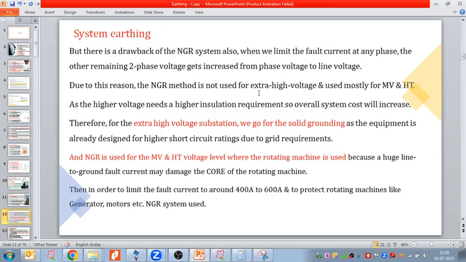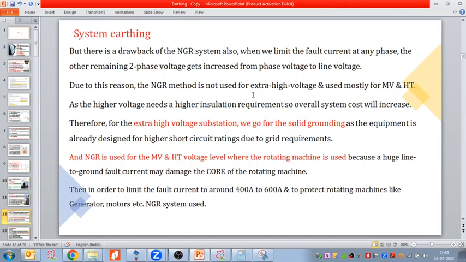So this is the drawback of the NGR system also: when we limit the fault current at any phase, the other remaining two phase voltages get increased from phase voltage to line voltage. This is statement number one. Due to this reason, the NGR method is not used for extra high voltage. In EHV, we do not use NGR. I cannot say never, but generally it is not used.